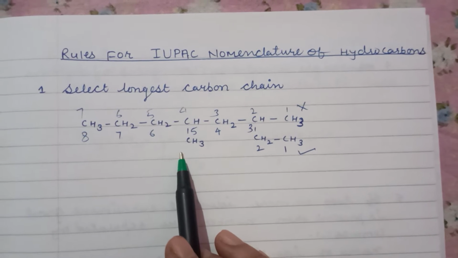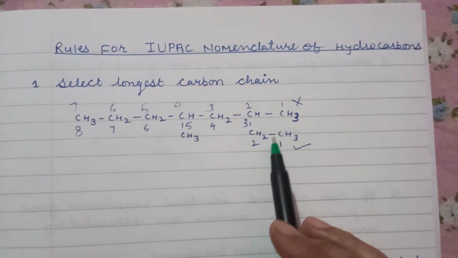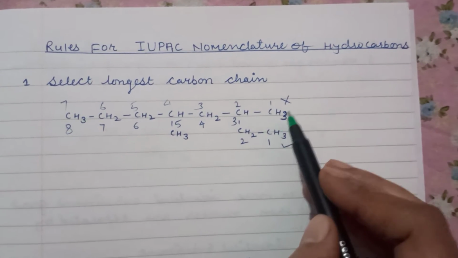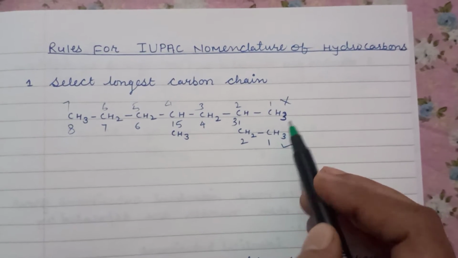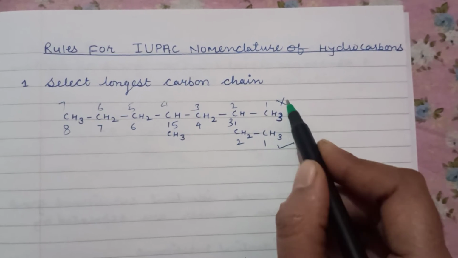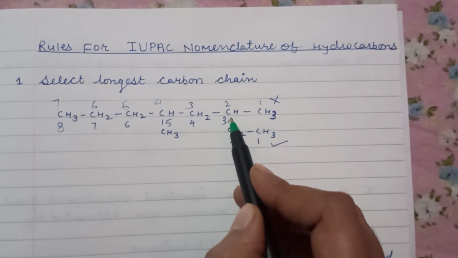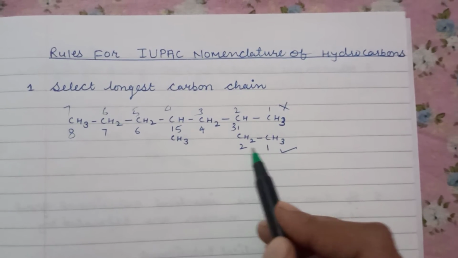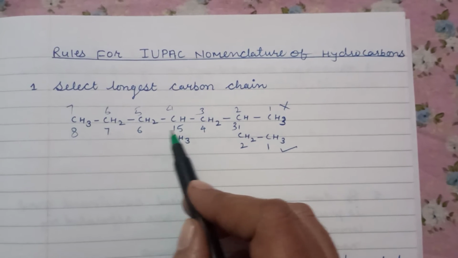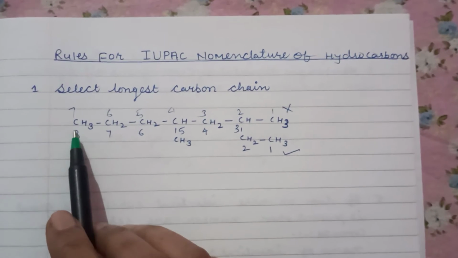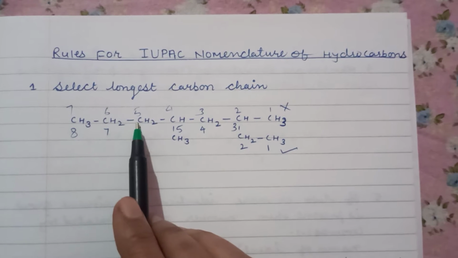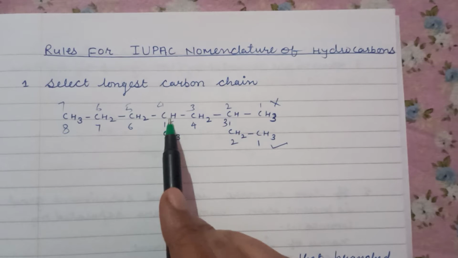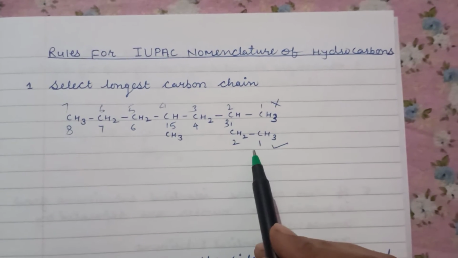But numbering, we will start from the side of carbon from where branch or substituent get lowest number. So this one is branch here, this is getting third number. So hence we have started numbering from this side: 1 2 3 4 5 6 7 8. If we will start from this side, 1 2 3 4, then number 4 is getting this substituent. So we have to start from this side.